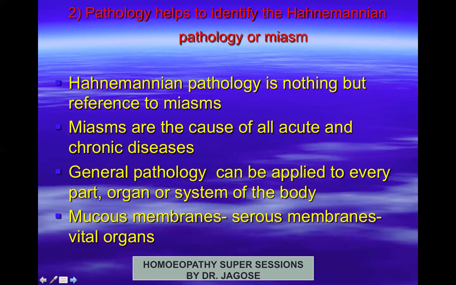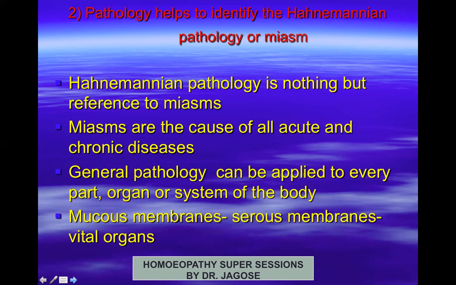Second point is pathology helps to identify the Hahnemannian pathology or the miasm. Now the Hahnemannian pathology is nothing but the reference to the miasm. So Hahnemannian pathology has to be equated with the miasms. As you all know, miasm is the cause of all acute and chronic diseases. So for an acute disease, the acute miasm is responsible. For a chronic disease, the chronic miasm is responsible.